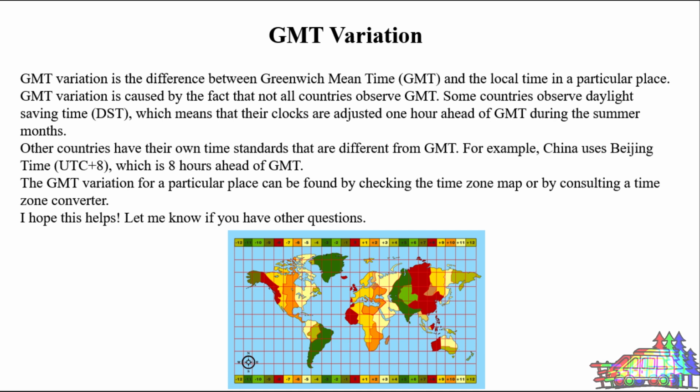The GMT variation for a particular place can be found by checking the time zone map or by consulting a time zone converter. I hope this helps. Let me know if you have other questions.